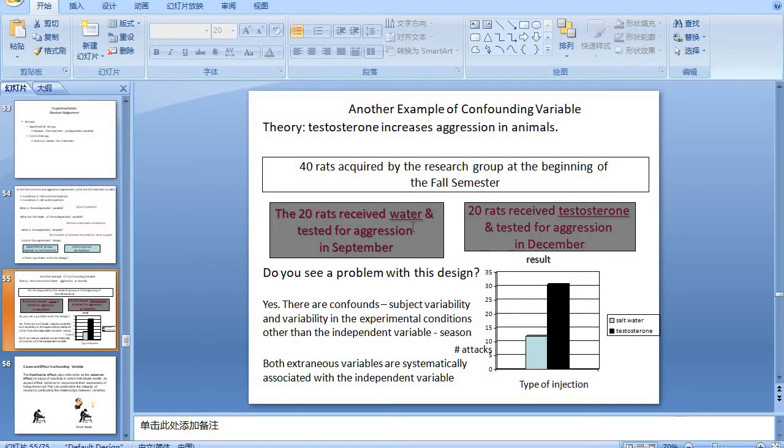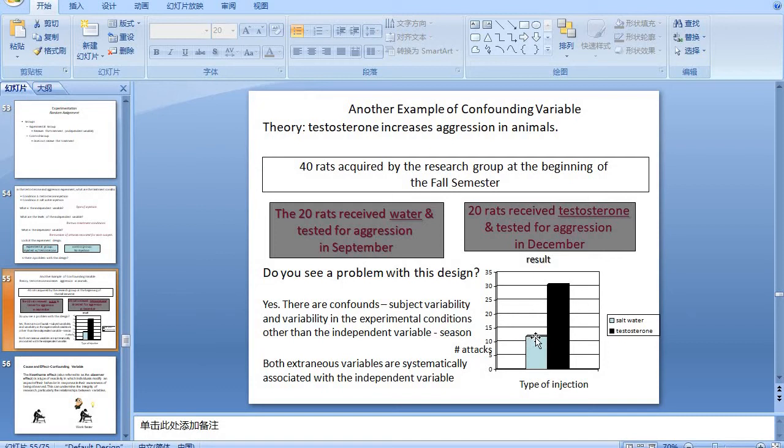And then you got busy. You got busy with schoolwork, you forgot about your experiment. Towards the end of the semester in December, you remember, oh, I have 20 rats to run. So you get hold of the 20 rats and give them testosterone injection. You run the experimental group in December, but the control group you run in September.